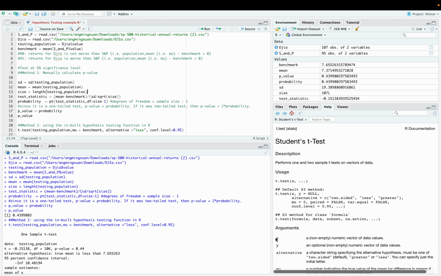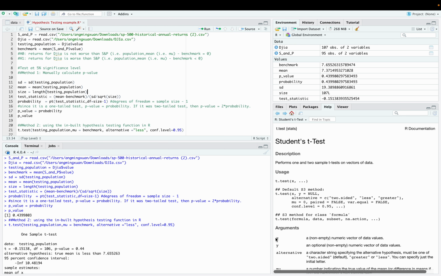We shall go through how to use R for hypothesis testing. Hypothesis testing is a method of statistical inference used to decide whether the data at hand sufficiently support a particular hypothesis. In today's example, we shall test whether the annual returns for the Dow Jones are worse than the S&P 500.